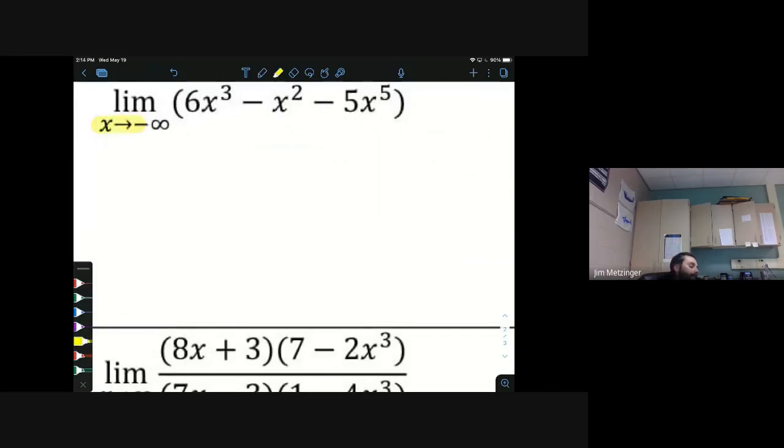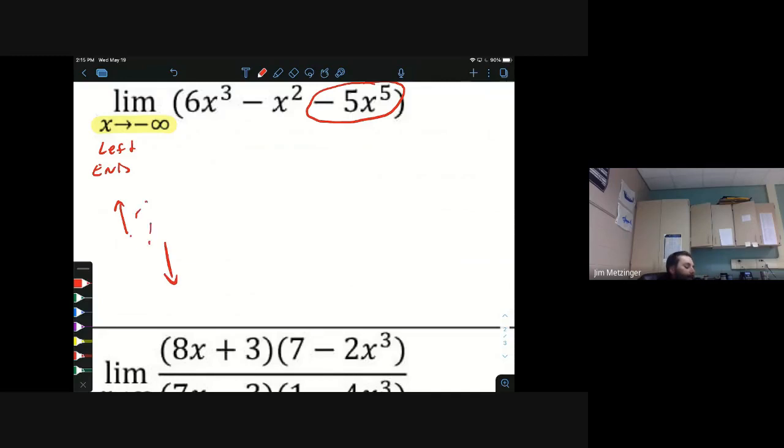Limit, x is heading towards negative infinity, so basically left-end behavior. I have a polynomial. The biggest degree term is not in front this time, it's in the back. Odd degree, negative coefficient. Odd degree means left and right sides go opposite ways. Negative number out front. Think about your x cubed graph but flipped. So that means left up, right down. It could do whatever in the middle.